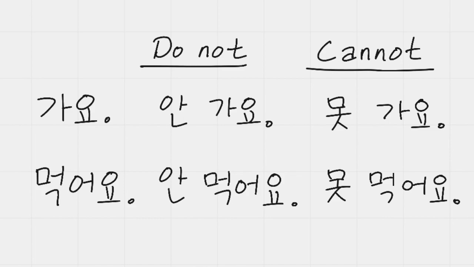Therefore, we say 못 먹어요 rather than 안 먹어요, because 안 먹어요 is I choose not to eat because I'm on a diet. Okay? So always think 못 is more of cannot, unable to. And 안 is my choice. I choose to not go, I choose to not eat. Alright?